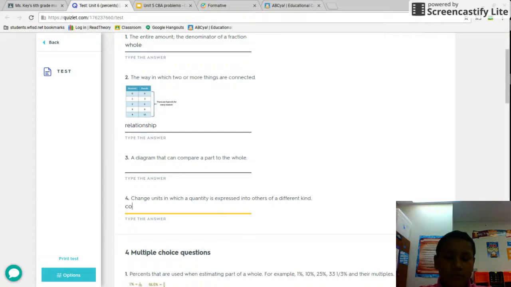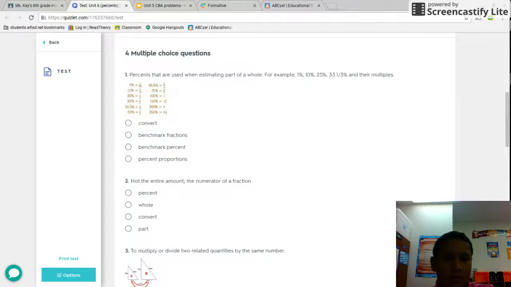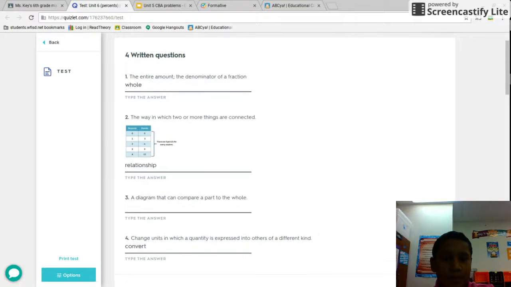A ratio that compares a number to 100, of course, is percent. Not the entire amount. It's just a part. It's also the numerator of a fraction. You have the entire amount, or the denominator of the fraction, you have the whole thing, the whole. Fractions that are used for estimating are benchmark fractions. Percents that are used for estimating are benchmark percents.